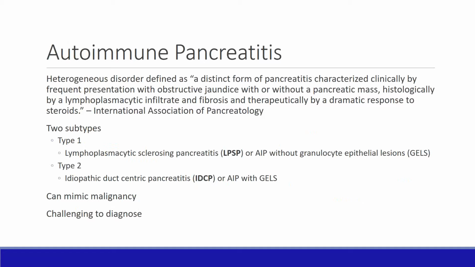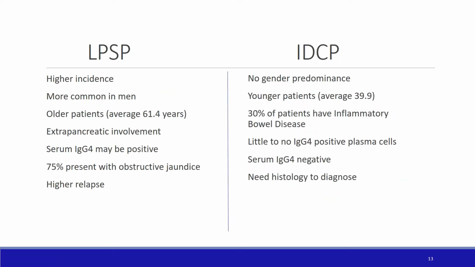And I want to stress that this can be a really challenging diagnosis. It can mimic pancreatic cancer, which we all know is a very aggressive disease and something that we don't want to miss or delay the diagnosis. Here's just a broad overview of the differences between type 1 and type 2, or the LPSP and IDCP.